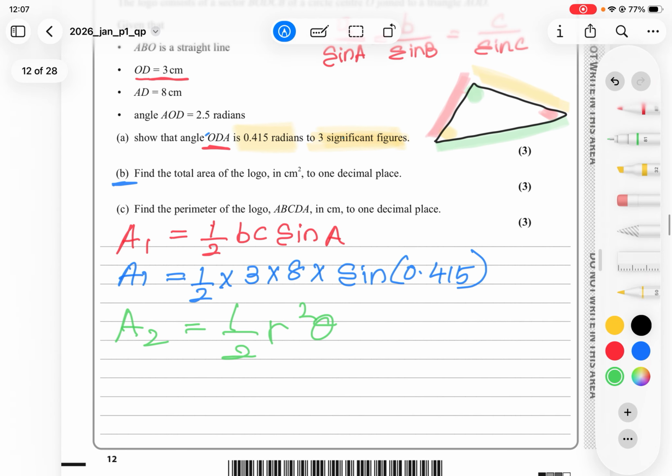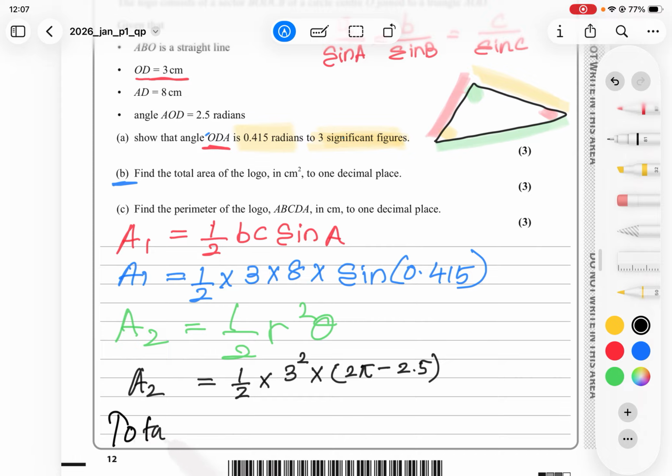In the half r squared theta, our radius is 3. So it's half times 3 squared times 2 pi minus 2.5. So this is our A2. So the total area would be A1 plus A2. So this is our area.